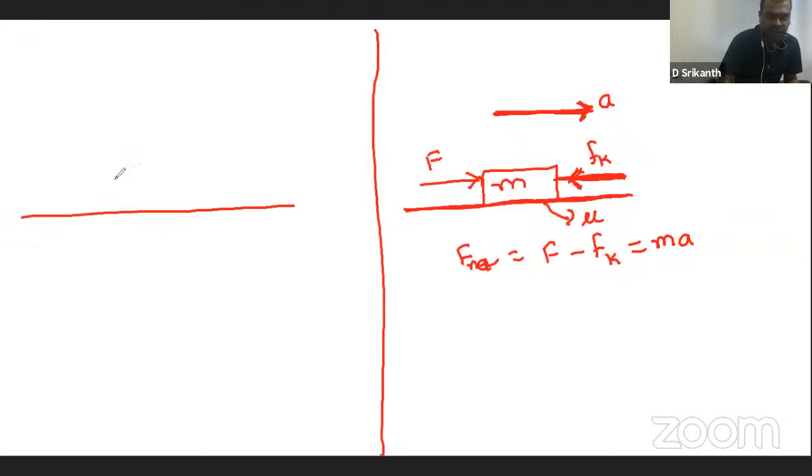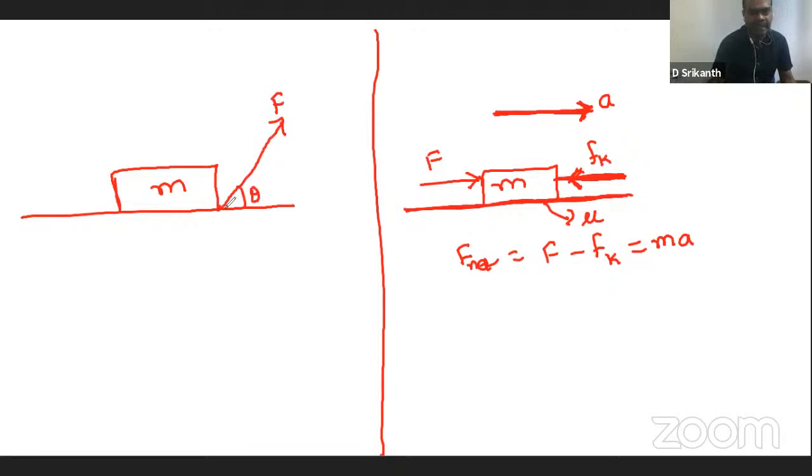I'm having an object. For simplicity, I'm considering this a smooth surface. With respect to the surface, I am applying a pulling force here at an angle theta, such that the object is having a horizontal acceleration.